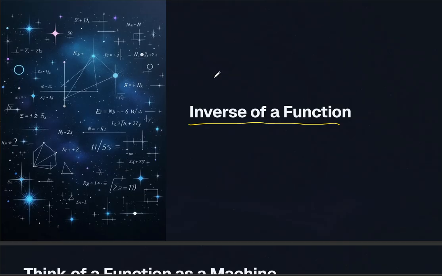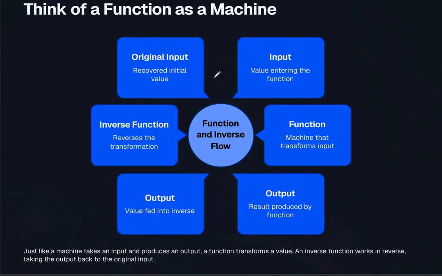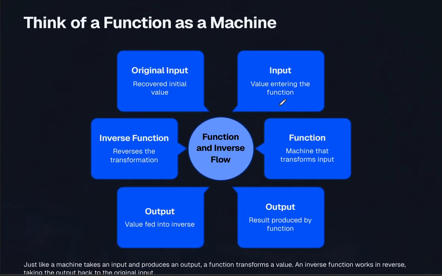Think of a function as a machine which takes an input, performs operations or transforms the input, and gives us the desired output. It takes input, performs an operation and gives us the desired output. So the inverse function just does the reverse of it. It takes the output, performs reverse operations, or you can say a reverse transformation, and gives us the value of the input.